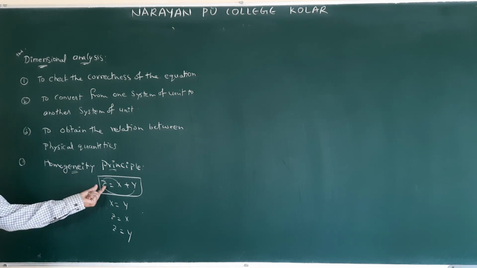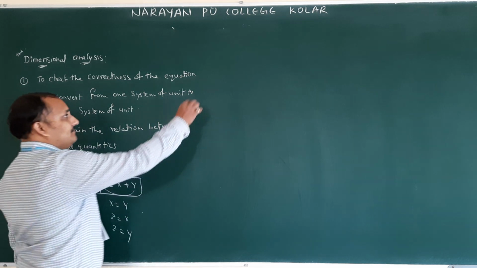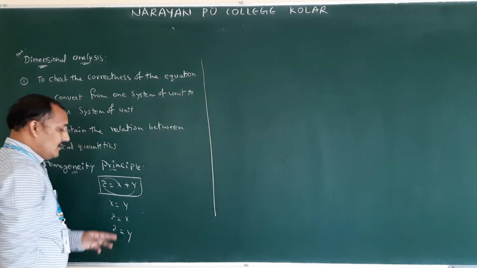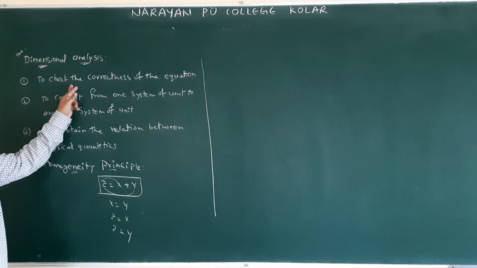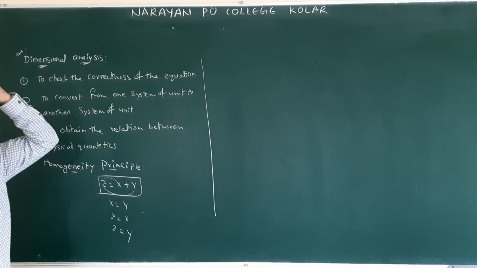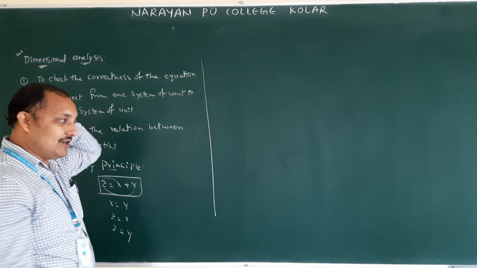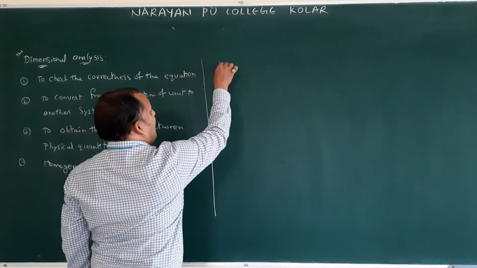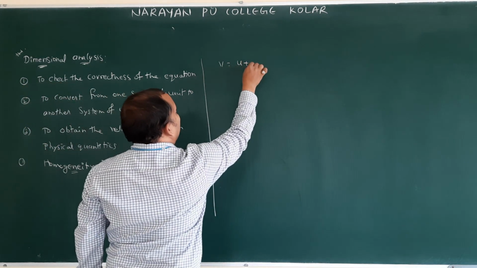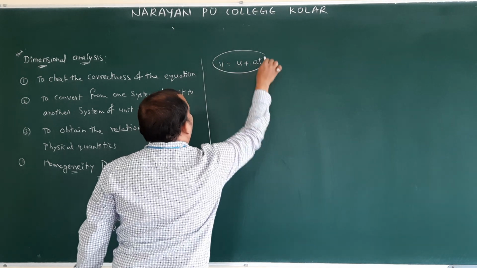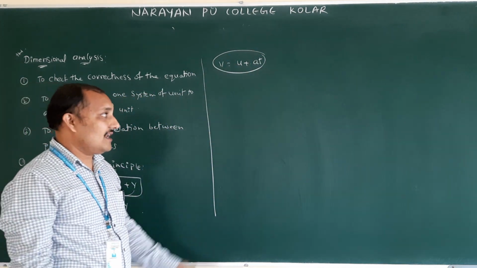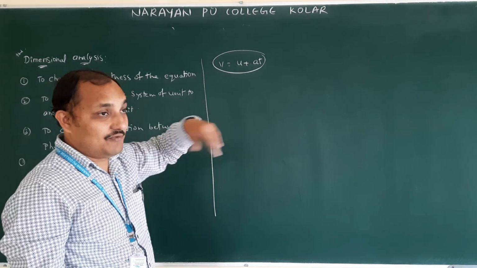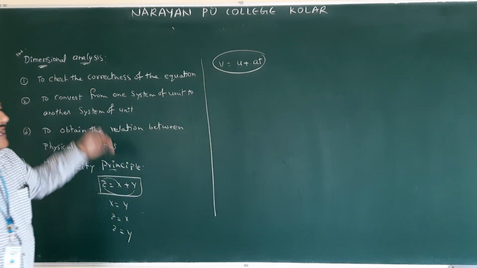How do we apply this? Take one equation. According to the homogeneity principle, this is applicable to check the correctness of an equation. In straight line motion we got one equation of motion: v is equal to u plus at. Is this equation correct or wrong? Already we know the equation is correct, but we have to check it in dimensional form.